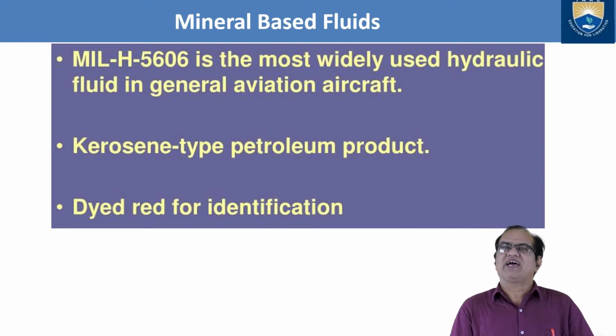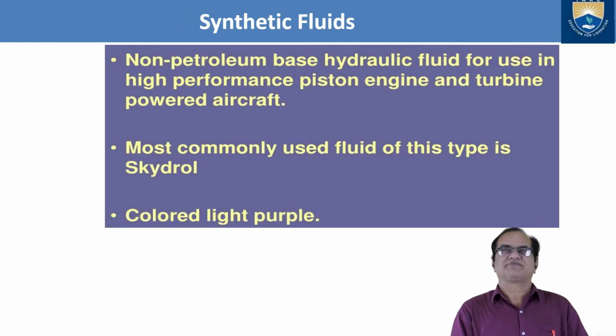So we have discussed this earlier also. In this, military H5606 is the most widely used hydraulic fluid in general aviation aircraft. H5606 is used for small aircraft. It is a kerosene-type petroleum product, dyed red for identification. So it looks reddish, so that you can identify that it is 5606.